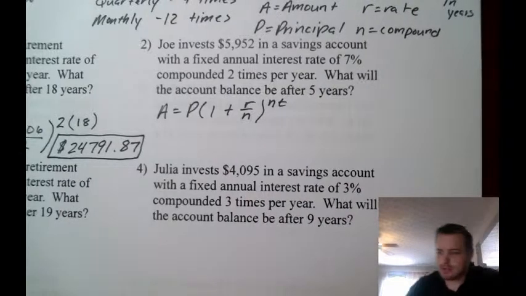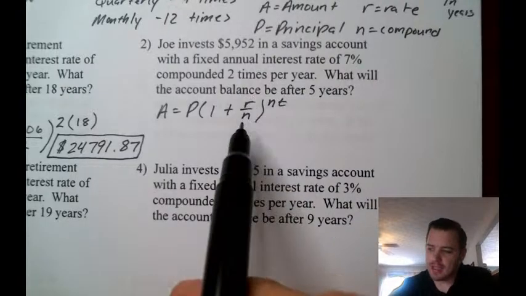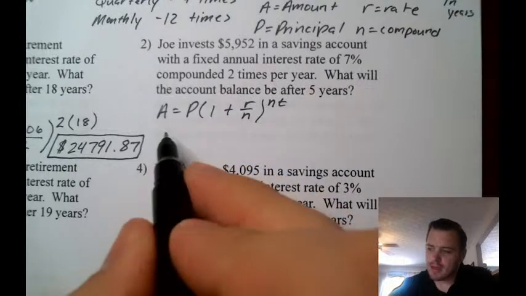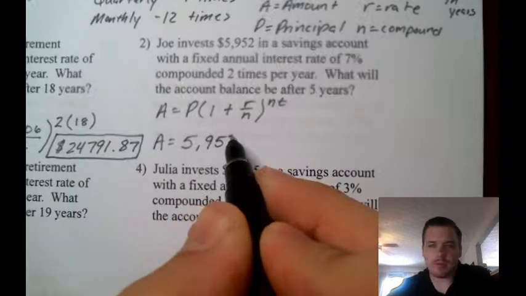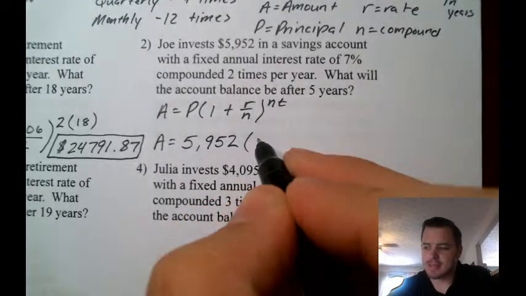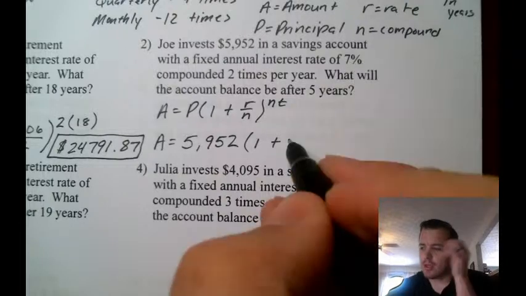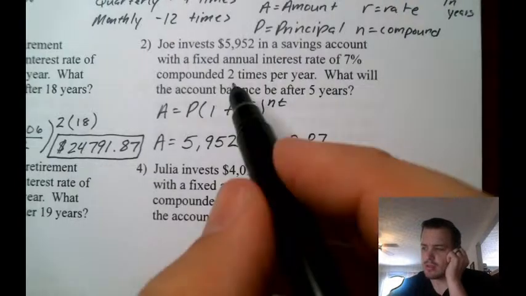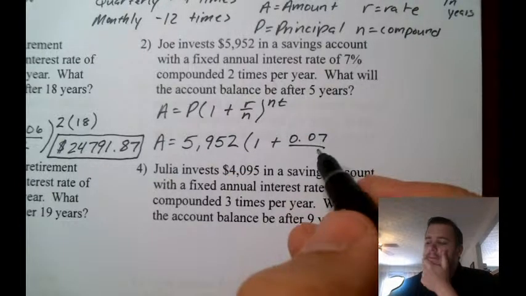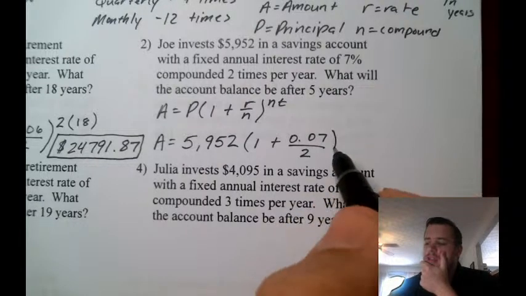So A equals P times the quantity of 1 plus R over N raised to the N times T, and then just type everything in. A is equal to 5,952 times 1 plus, now remember, here's our percent, but we need to write it as a decimal, so that's just 0.07 over the N. It's compounded twice a year, so that's 2, all over 2 times 5. T is time.